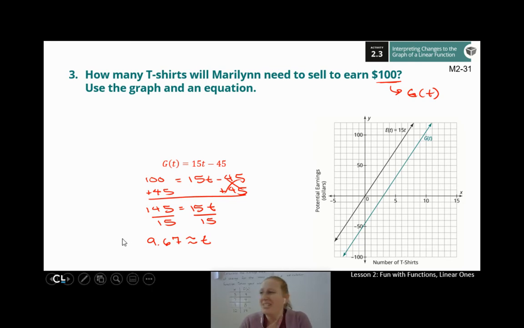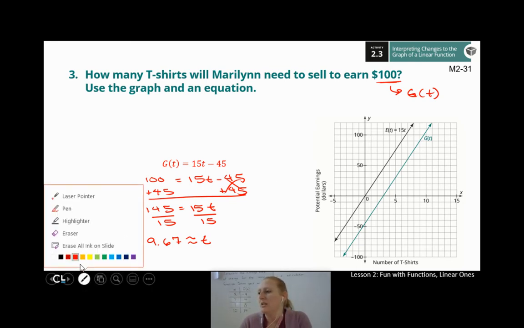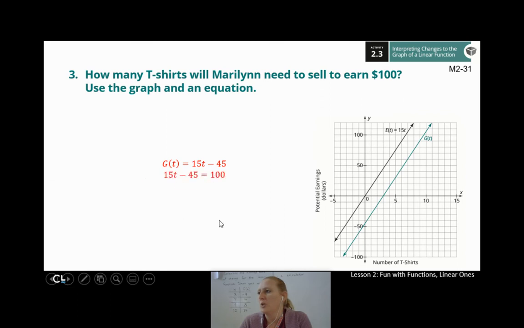If you wanted to see, and hang on, I'm going to erase this because I'm going to show you the pretty typed out version. Isn't it pretty? It does mean I need to round, because remember, we can't sell 0.67 of a t-shirt. If I sell 9 t-shirts, that won't be enough to make the $100. So I'm going to round up to 10 t-shirts. So Marilyn needs to sell 10 t-shirts to earn her $100.